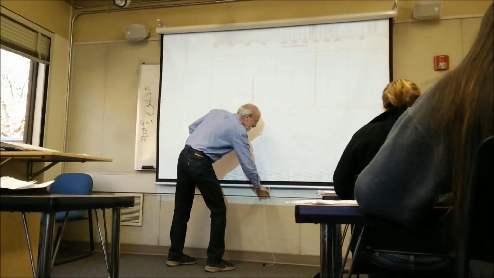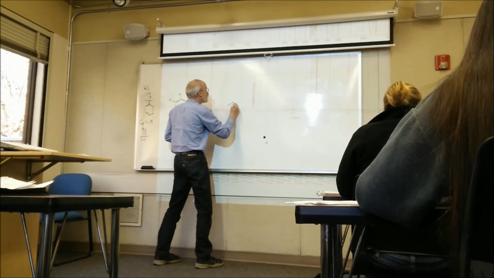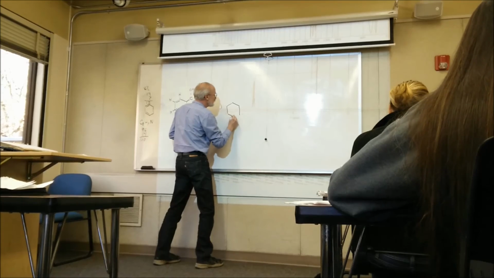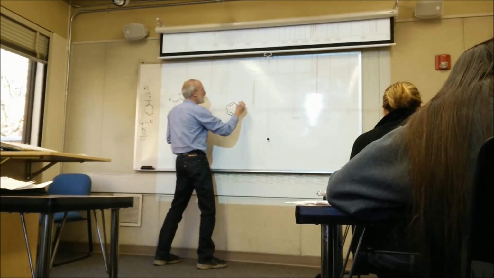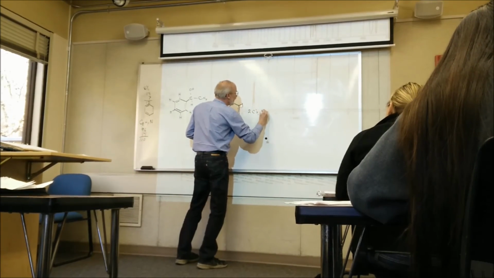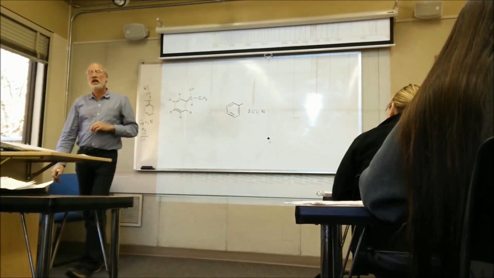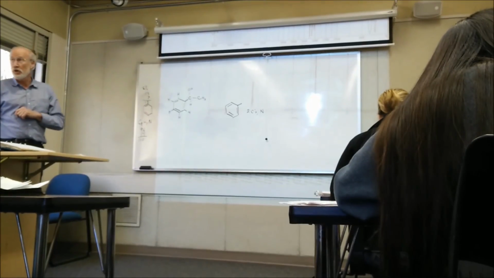Okay, now we're at the point where we're just going to start trying things. We've narrowed it down to a mono-substituted ring, and out here we've got 2 C's and an N, and 2 double bonds or 1 triple. And 2 more hydrogens.